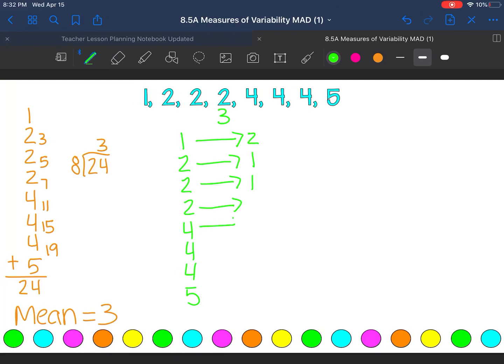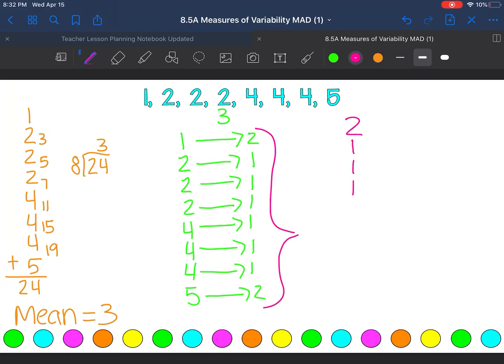3 minus 1 is 2. 3 minus 2 is 1. So that's another one and another one. 4 minus 3 is 1. A lot of ones this time. 1, 1, and 5 minus 3 is 2. So now I'm going to take all these numbers and find the mean of them. So 2, 1, 1, 1. So 1, 2, 3, 4, 5, 6. I should have 6 ones.